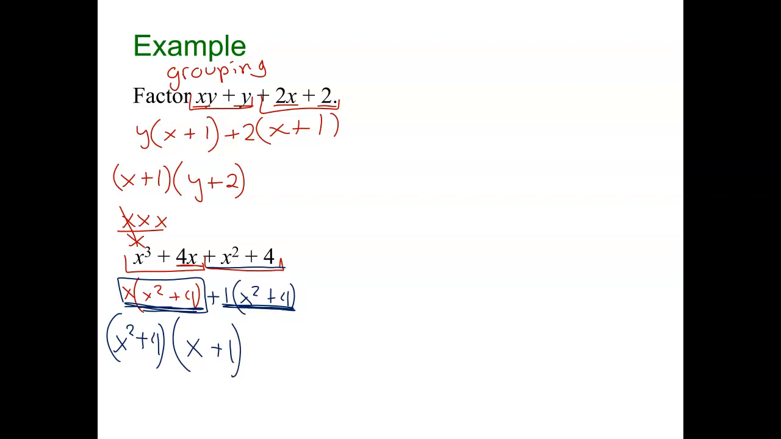Factor by grouping. So factor by grouping is used most often when we have 4 or more terms. Okay? But we can also use it with trinomials. We'll see it as we get to some more complicated polynomials later. All right?